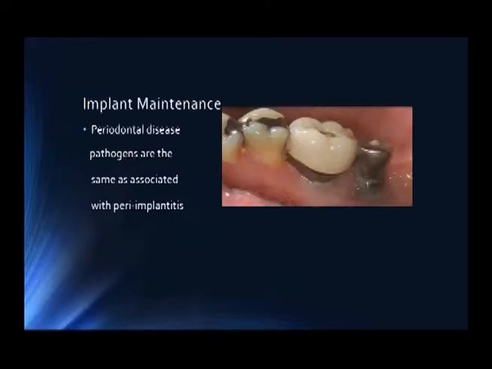When we're dealing with implant maintenance, periodontal disease pathogens are invading. If they are invading into the tissues, that would be called peri-implantitis. We need to understand that periodontal disease pathogens are the same ones that are associated with peri-implantitis. So we have to be very careful to check over all of the areas of the tissue in order to avoid some mishaps and periodontal disease happening to our implants.